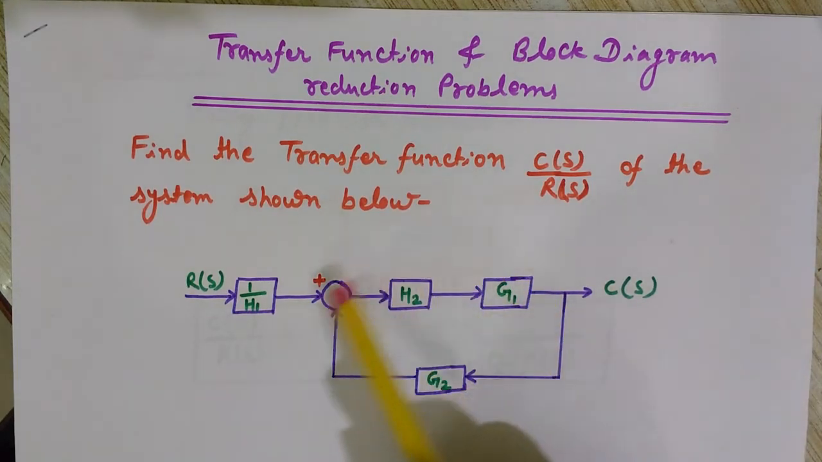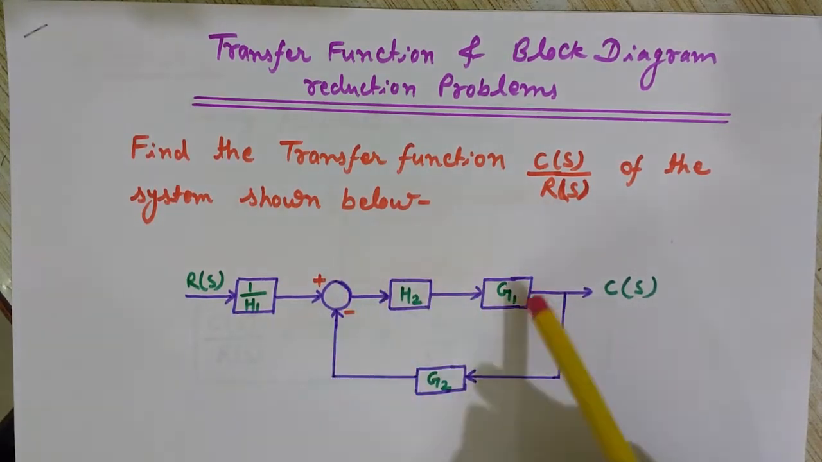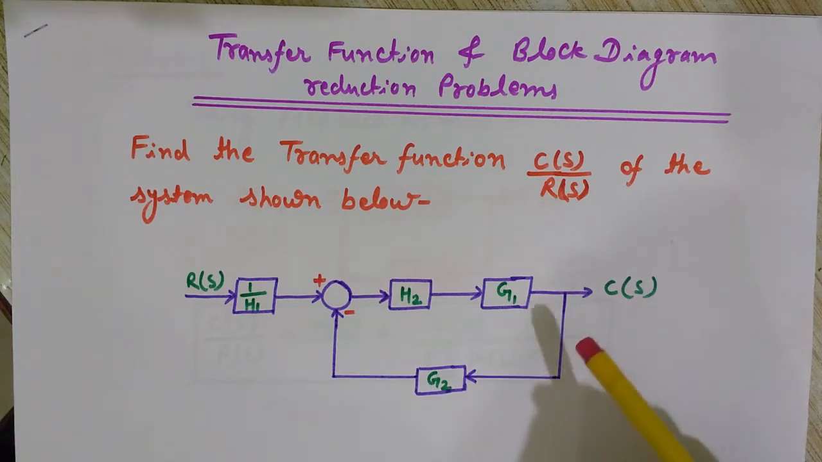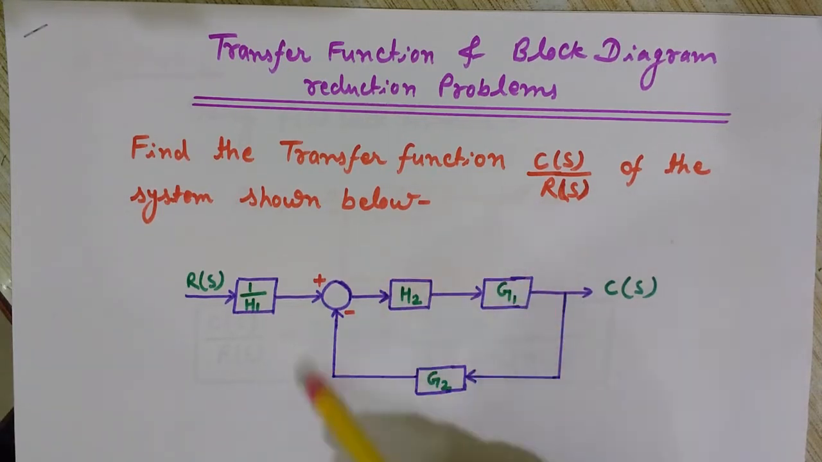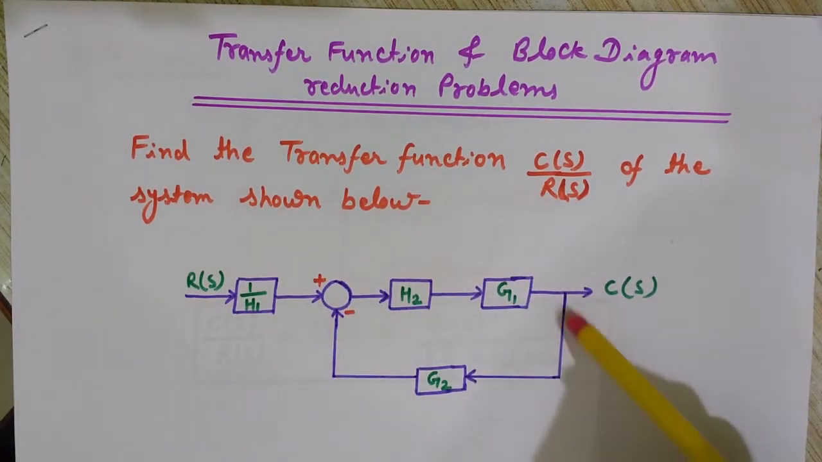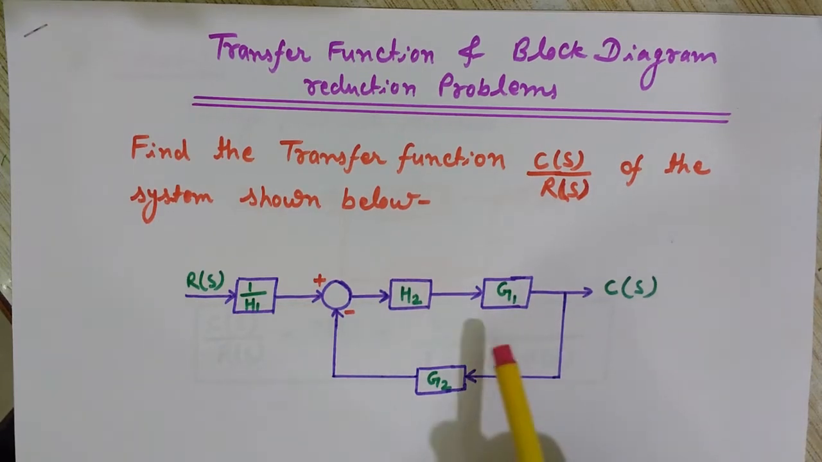Here we will solve this problem using two methods. As you can see, this is a feedback. There is a feedback in this block diagram. So we will use a standard formula, that is the feedback formula, to reduce this block diagram having feedback. And we will also use general rules for solving and reducing the block diagram. So it will be discussed in two ways, method one and method two.